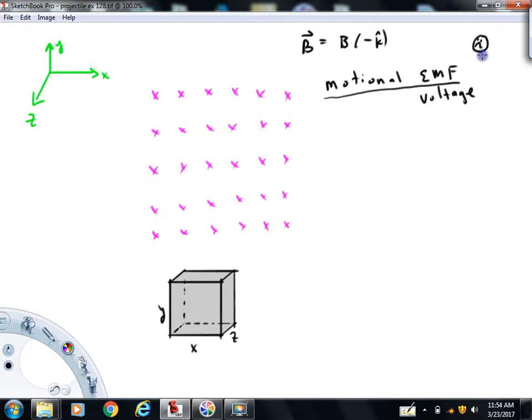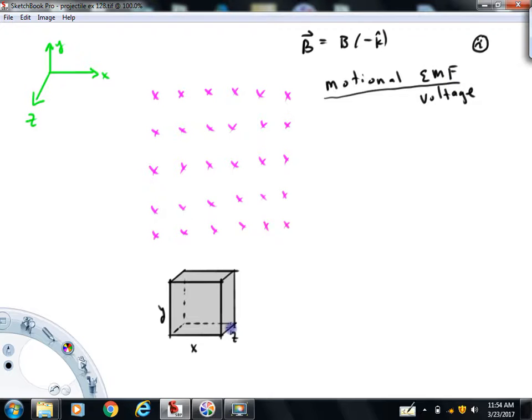EMF stands for electromotive force. What they really mean is motional voltage, a potential difference that you can get in a conductor because of how it interacts with the magnetic field. So really what we're looking at is a motional voltage, or a voltage produced by motion. And again, voltage is not a force.